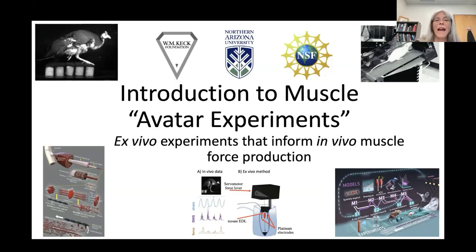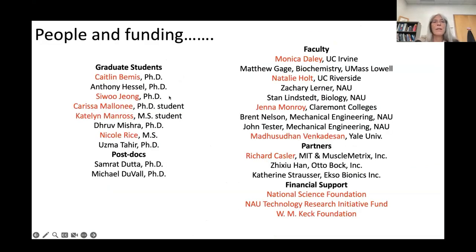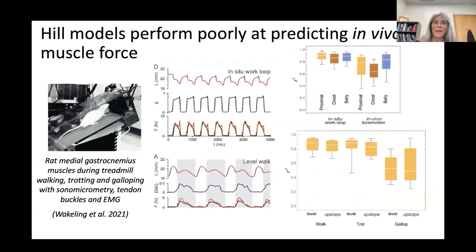I want to tell you a little bit about an avatar experiment that we've recently developed. What we're trying to do is move ever closer to developing ex vivo muscle experiments that can inform in vivo muscle function. The work I'm going to talk about today was done by a big team and not just me. I particularly want to call out Caitlin Bemis, who's really advanced the development of the avatar technique in my lab and is now a postdoc in Monica's lab, working on avatar experiments in guinea fowl muscles.